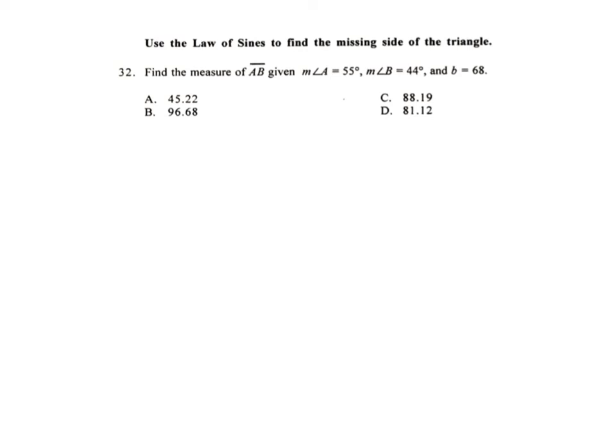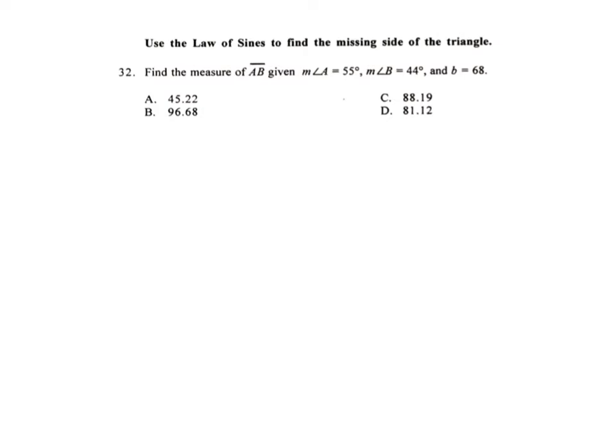Alright, this is your final review, numbers 32, 33, and 34. We're going to use the law of sines to find the missing side of a triangle. We need to find the measurement of AB given the measure of angle A is 55 degrees, the measure of angle B is 44, and little b is 68.